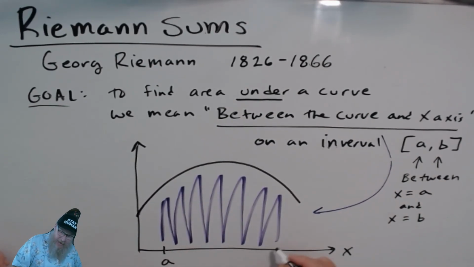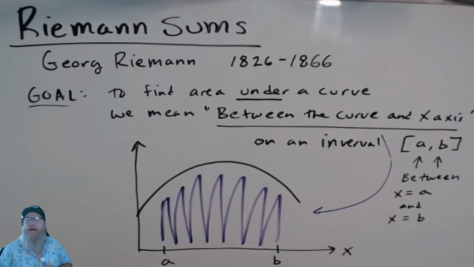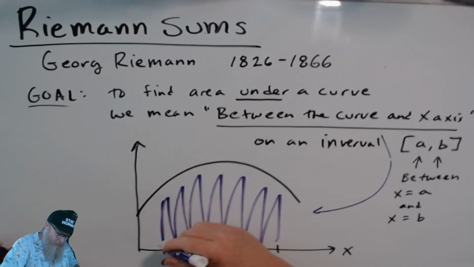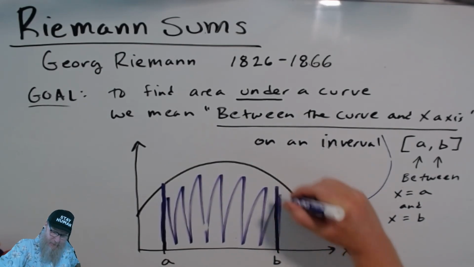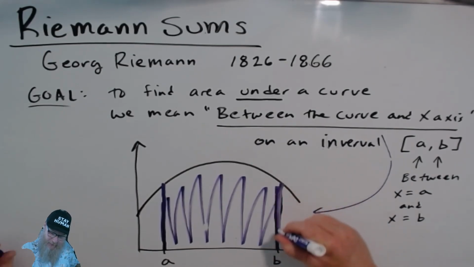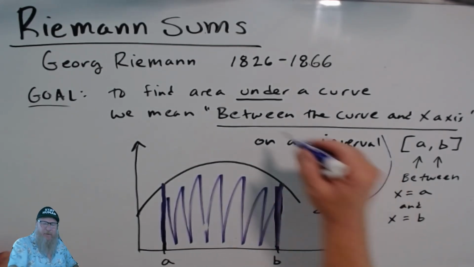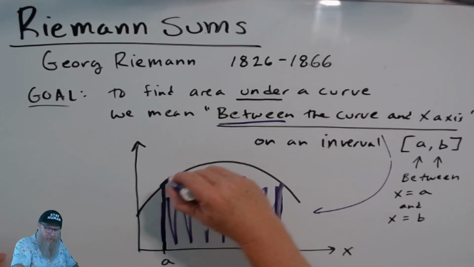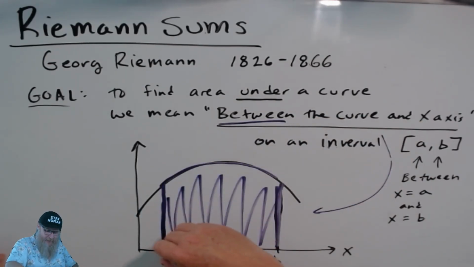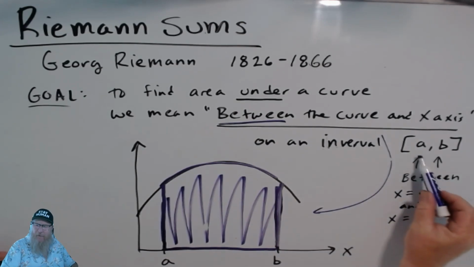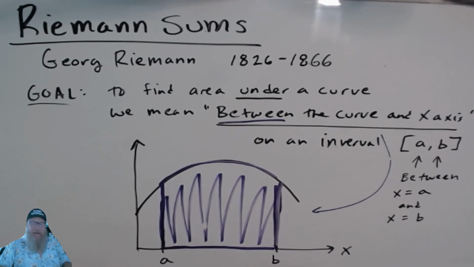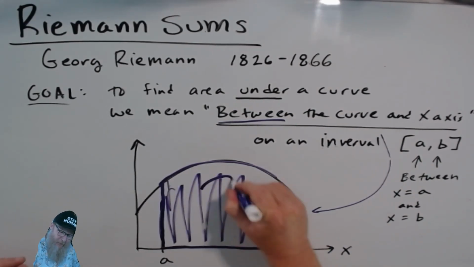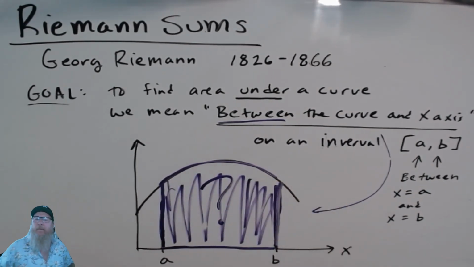So there's A, there's B, and we want to know this area between the curve and the x-axis and on the interval AB, again, between A and B. So this is what we're looking for. How do you find that area?